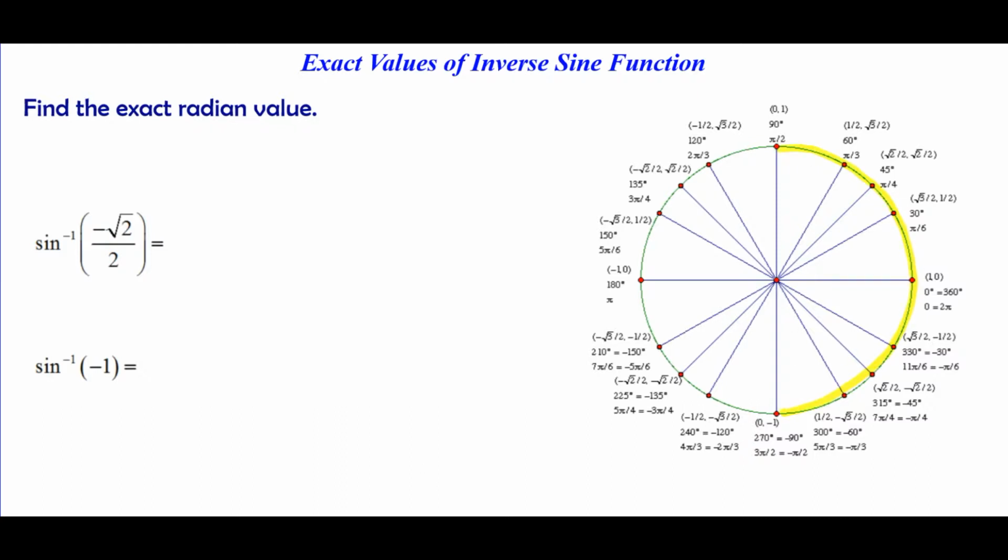So this one says I want to do inverse sine of negative radical 2/2. So I'm going to look for where is my y coordinate negative radical 2/2, and that happens here. So remember, I want to use the -π/4 and not the 7π/4 because of my range. So -π/4. And then finally, I have inverse sine of -1.